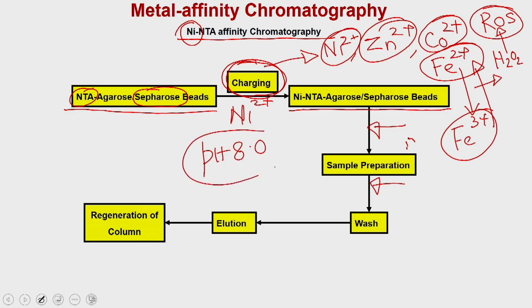You cannot work in nickel NTA affinity chromatography if the pH is less than 7, because the histidine tag present on the protein is not going to bind very effectively to the nickel present on the beads. So, it is recommended that you use a buffer above pH 8, or at least above pH 7.4. Now, you prepare the sample in this particular pH buffer. You can use Tris pH 8, or you can use phosphate buffers.